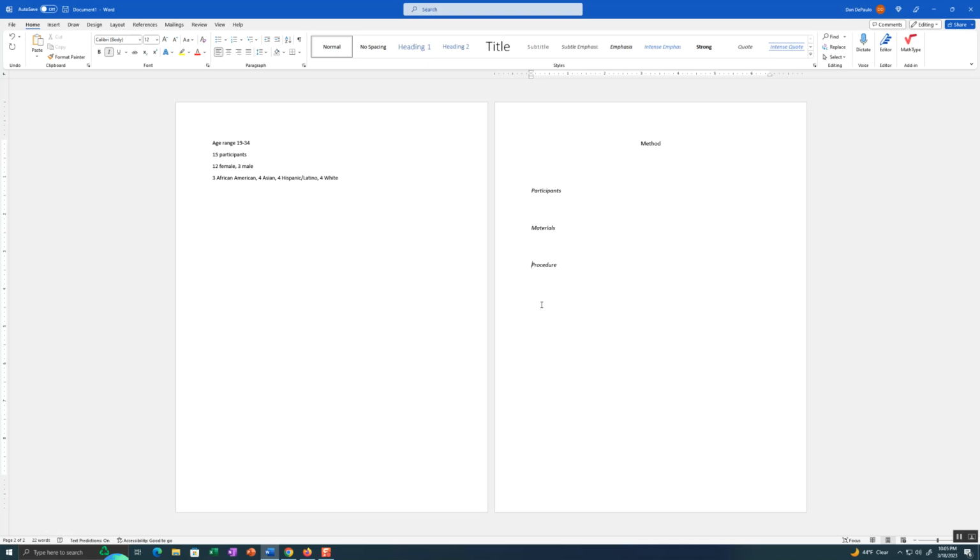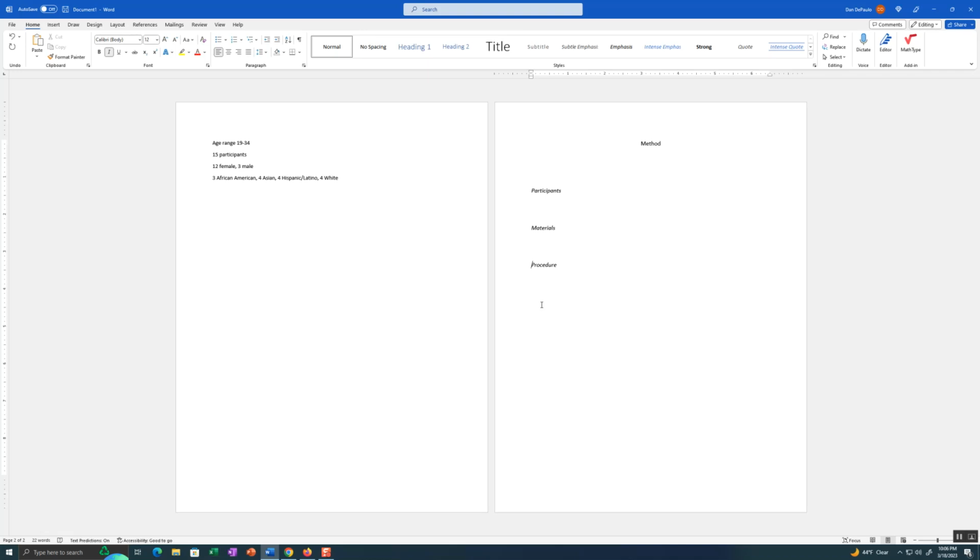Now, in a more complicated study where you're not just looking at a survey, you're going to have a lot more to write. If you're doing an experiment, you're going to have to talk about what instruments were used in the experiment and how the experiment was conducted, and that's going to take a while. But for just a survey, which is what we're doing as a class, there's not much to write here. So this should literally take you about 5 or 10 minutes to write up.